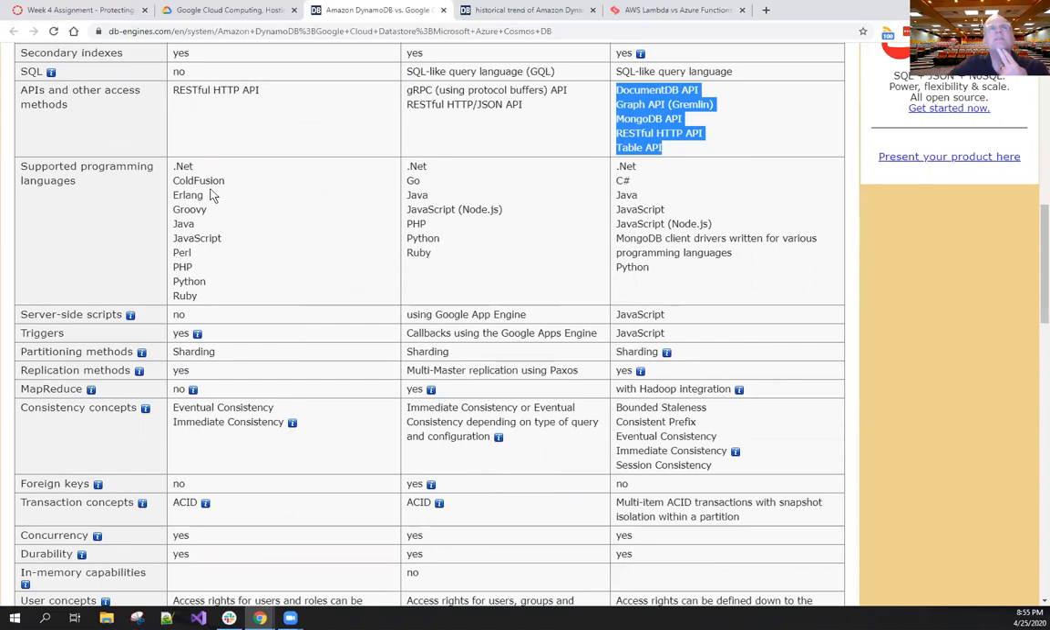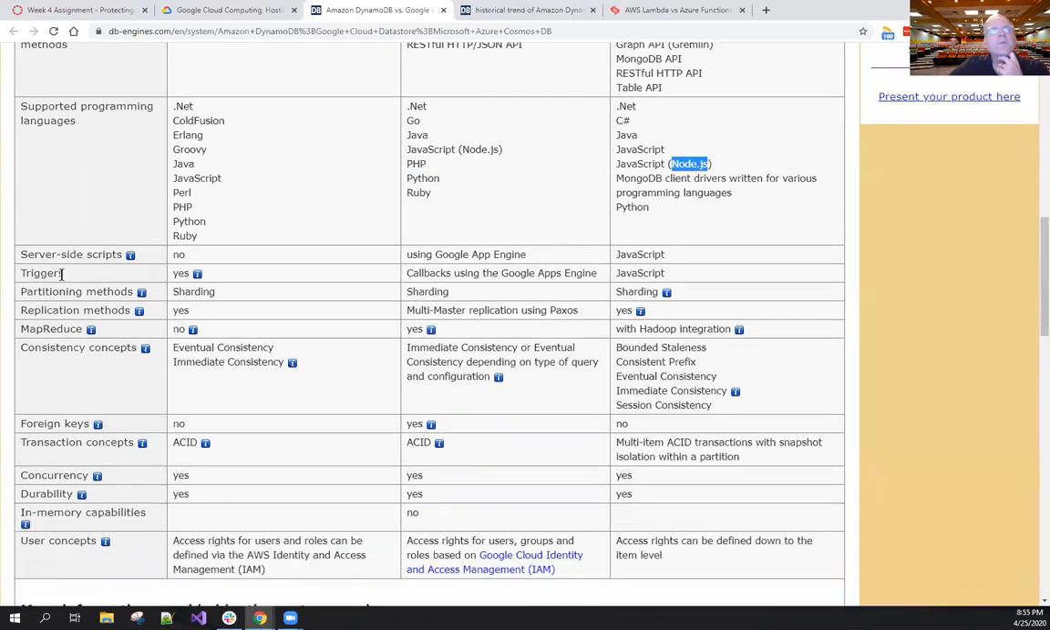Programming languages. Perl, Python. That's the next programming language I want to get into, Python. Yay, Python. Node.js, I'm not surprised. It's funny, they don't have Node.js. Microsoft does. Node.js is created by Google. Server-side scripting, no. Okay, in Google App Engine, interesting. Wow.